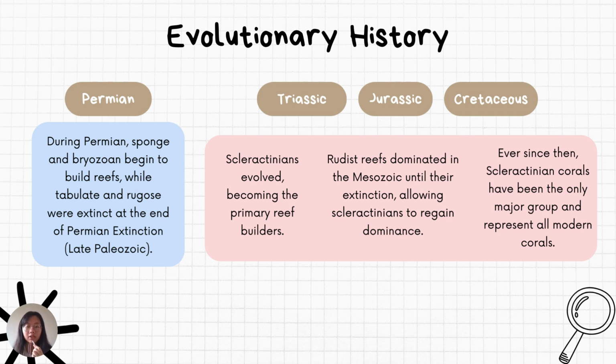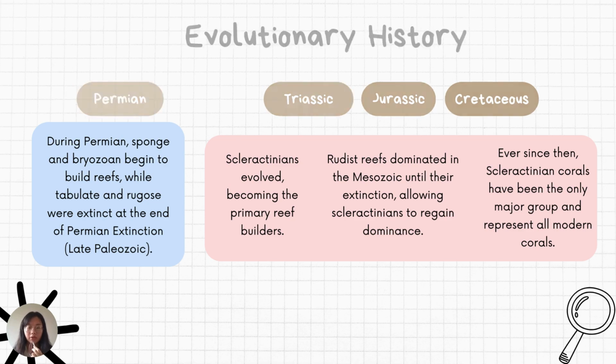However, the earliest Scleractinians were not reef builders, but were small fasciculate or solitary individuals. So the rudist reef dominated in the Mesozoic until their extinction, allowing the Scleractinian to regain the dominance. Ever since then, Scleractinian coral has been the only major group and represents all modern coral.